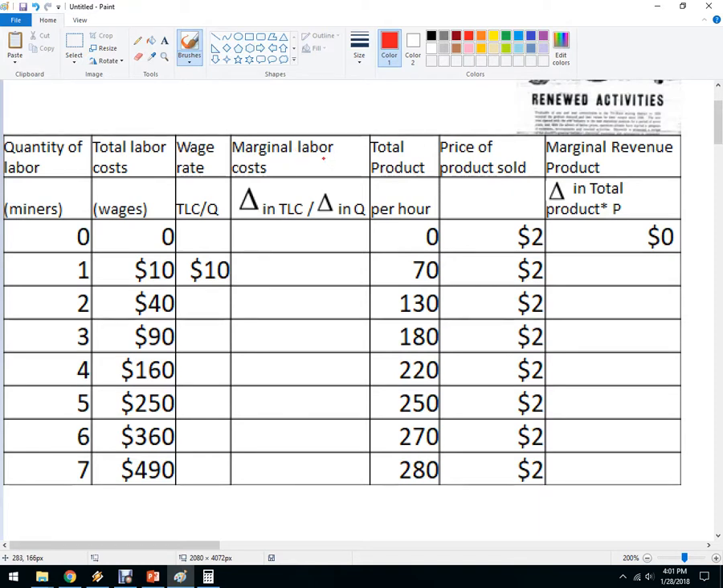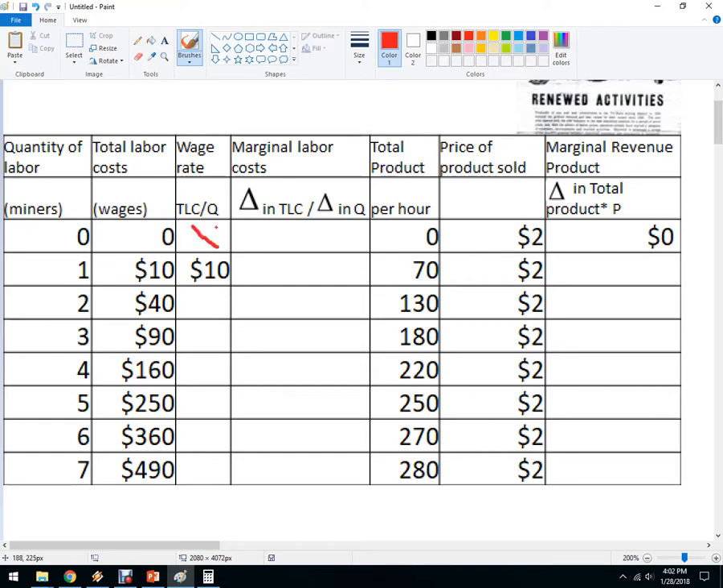And marginal labor cost, this is the change in total labor costs over the change in quantity. And in the real world, if you set this up in a spreadsheet, it might not be 1, 2, 3, 4, 5, 6, 7, right? These might be hundreds of workers, might be tens of workers. Total product, this is how much the mine is going to pull out of the ground, how much they're producing, essentially. And then the price of the product sold. So in this case, it would be $2. And then over here, our friend, marginal revenue product. So let me go through this.